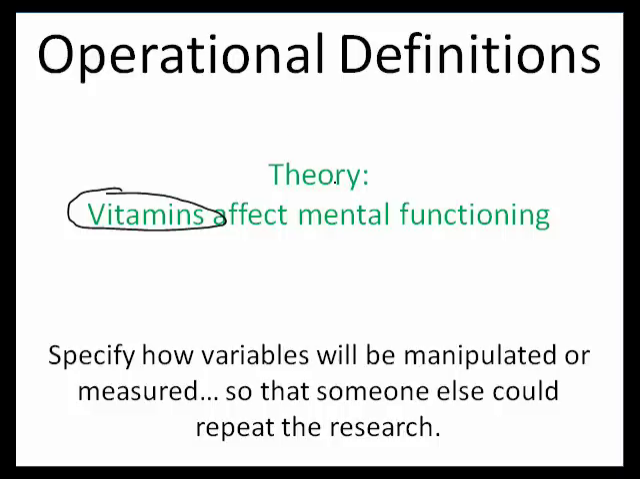We'll also need to talk about mental functioning. What do we mean by mental functioning? According to Gardner's theory of intelligence, there's lots of ways to evaluate mental intelligence. We need to be specific so that when someone later chooses to evaluate or replicate our study, they'll know exactly what we did.